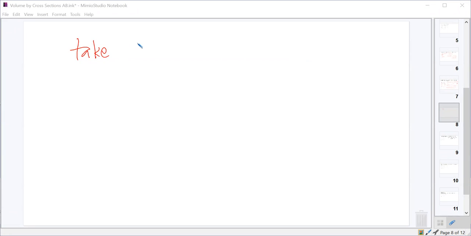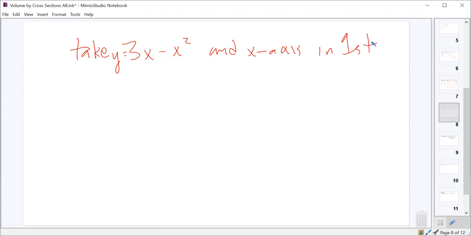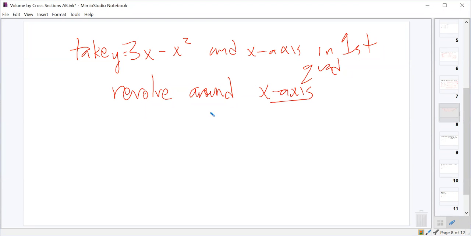Let's take the function. What was the parabola I had on there? Did I give you guys 3x minus x squared on the quiz? That was the parabola I gave you, I think. Yes. Okay, so let's take the region between that and the x-axis in the first quadrant, and let's revolve it around the x-axis and find the volume.